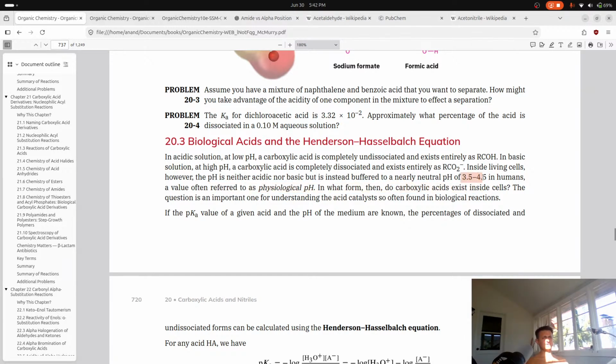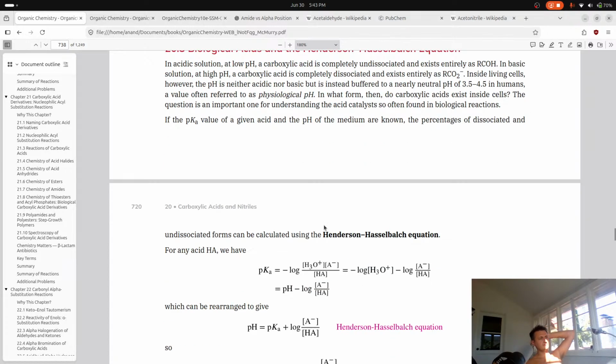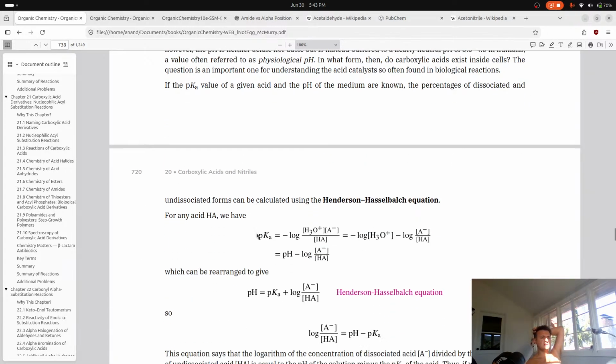So this should be 7.3 to 7.4. In what form then do carboxylic acids exist inside of cells? The question is an important one for understanding the acid catalysts so often found in biological reactions. If the pKa value of a given acid and the pH of the medium are known, the percentages of dissociated and undissociated forms can be calculated using Henderson-Hasselbalch.